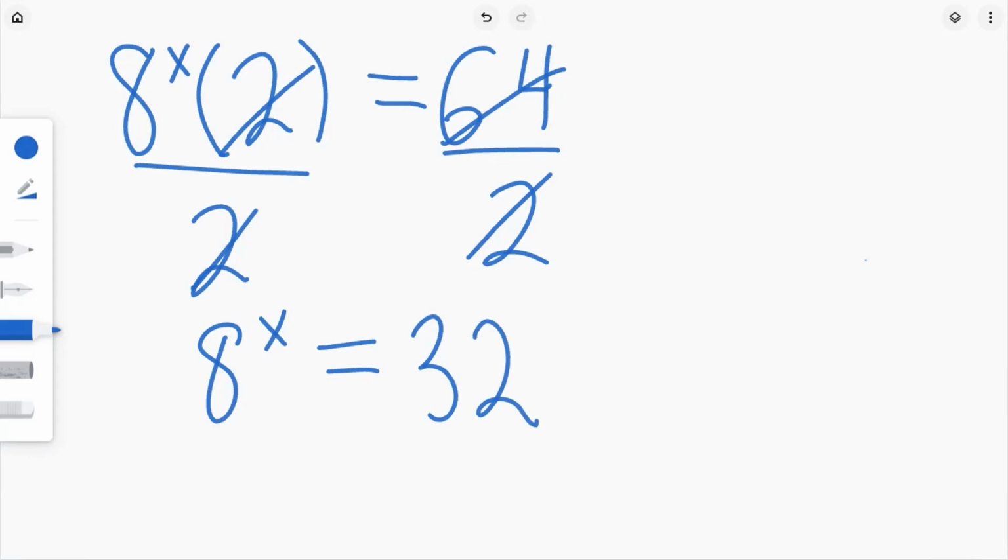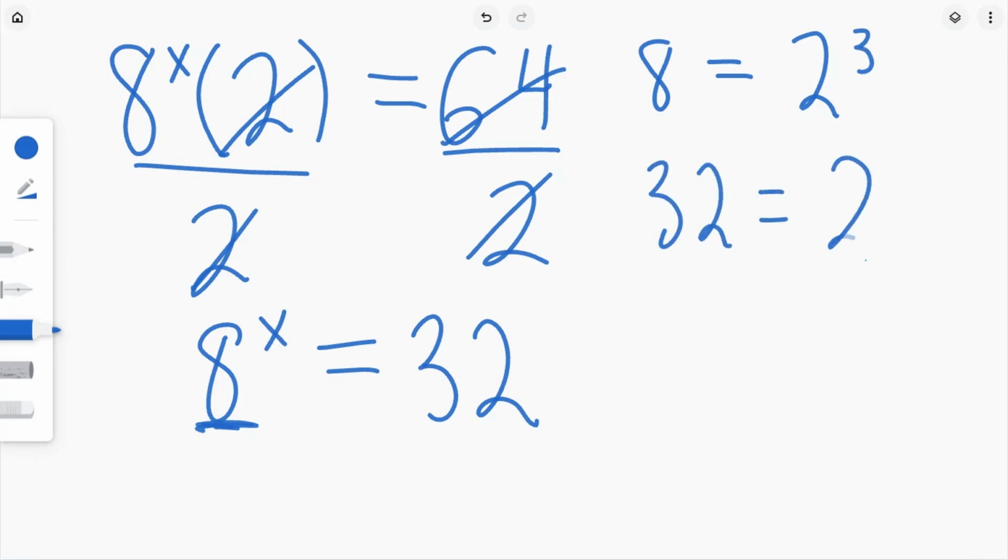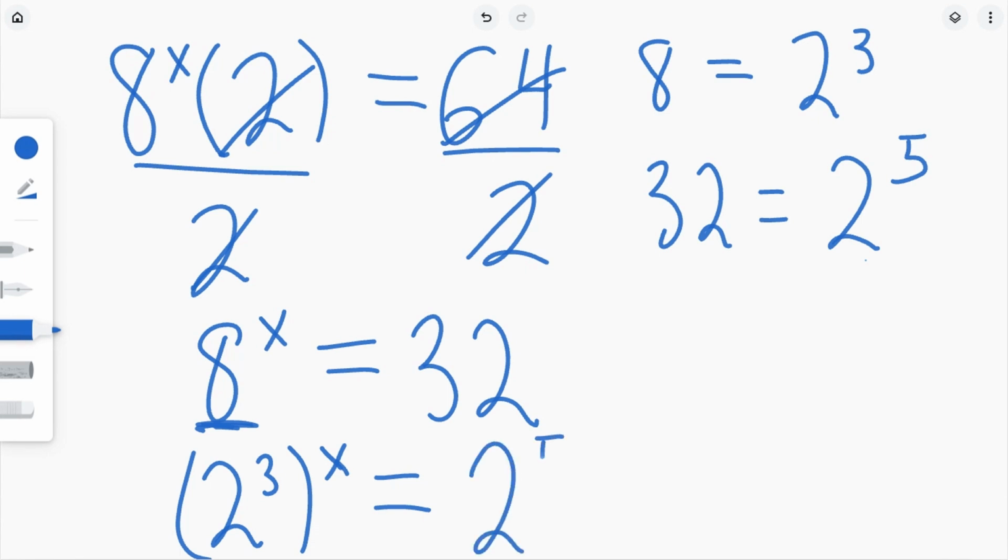Right. So after the 32 we can see 8 here. 8 is the same as 2 raised to the power of 3, and 32 is 2 raised to an exponent of 5. So we are just going to change it and replace them. Parenthesis 2 to the power 3, raised to the power x, is equal to 2 to the exponent 5. Now what do we have here?